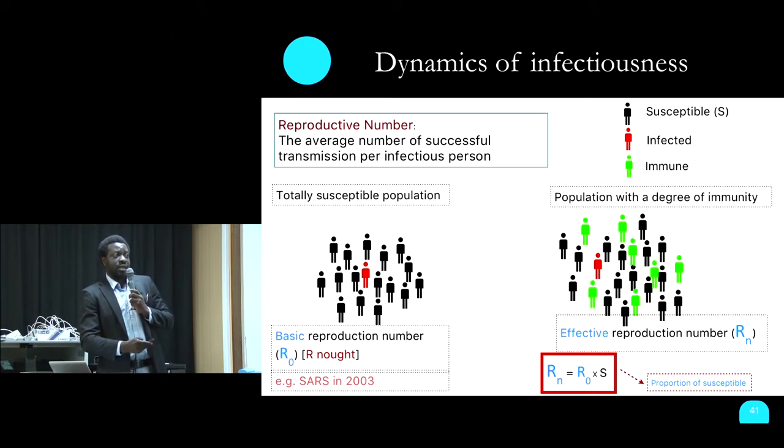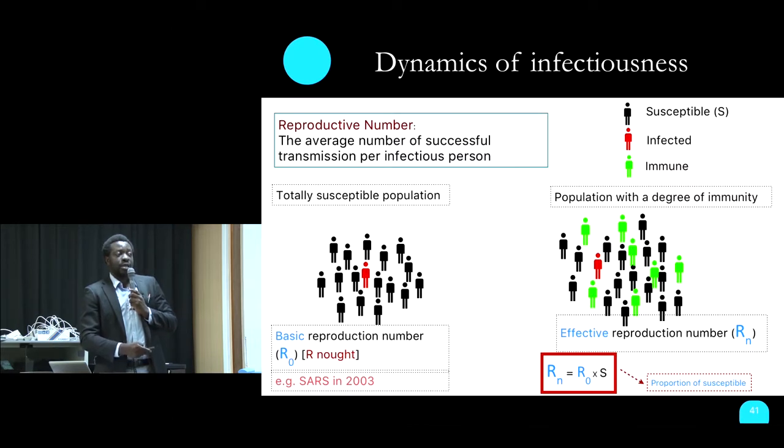The black humanoid here is susceptible, the red is infected, and the green is immune, meaning protected from infection. So in this population here, everybody is susceptible. We don't have anyone here who is immune. In this case, when an infection starts, we can talk about the basic reproduction number.